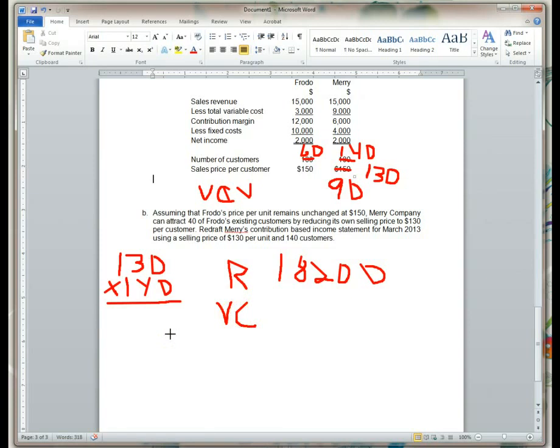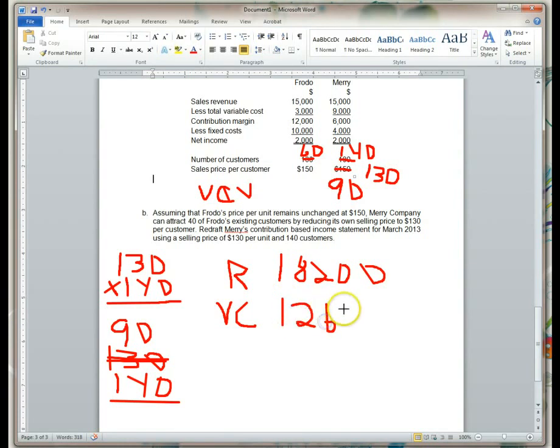Your variable costs, what are your variable costs? They are $90 times your 130, which is your number of customers. Is that right? No, that's not right. Be times 140, which is your number of customers. So what do we got? We got 140 times 90, 12,600. Notice this is a lot higher than Frodo's.